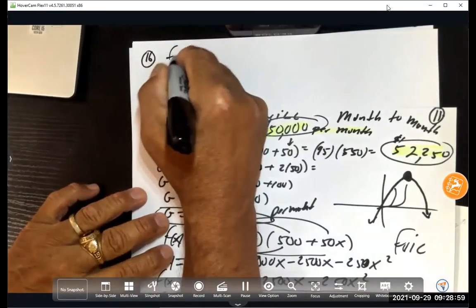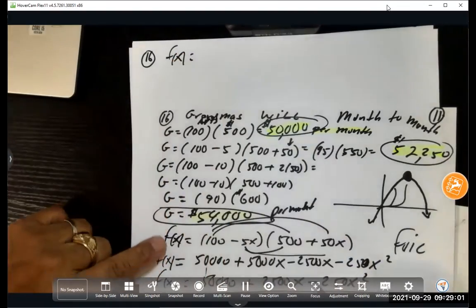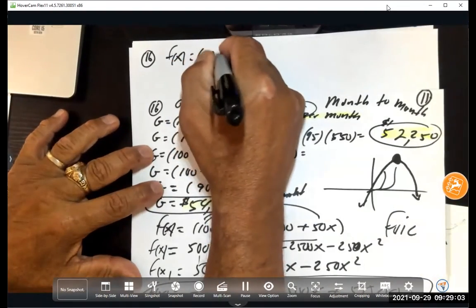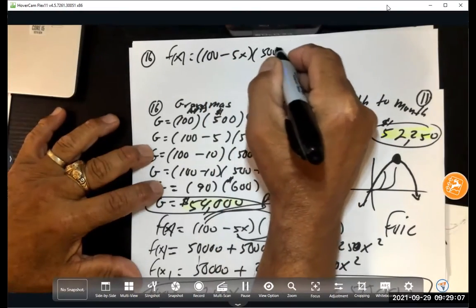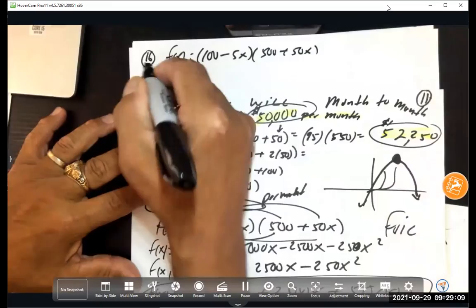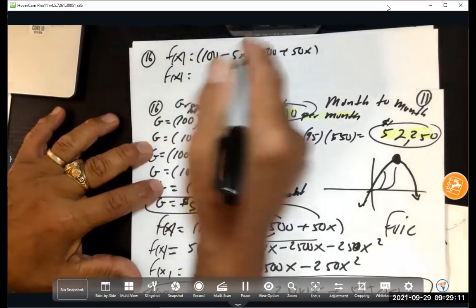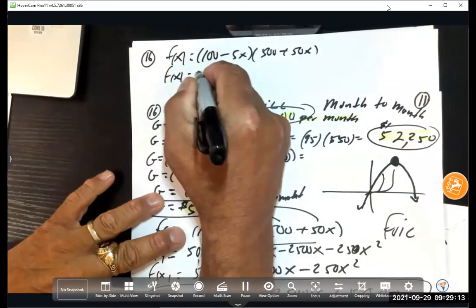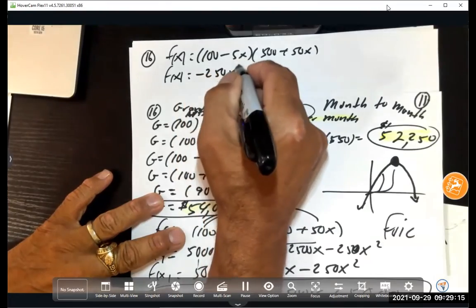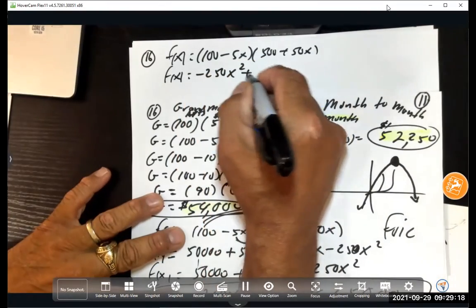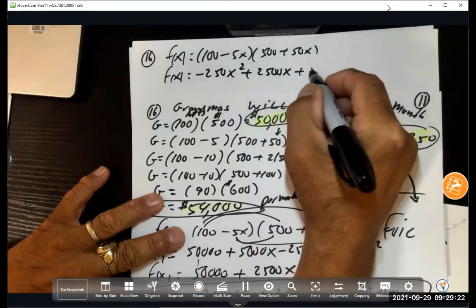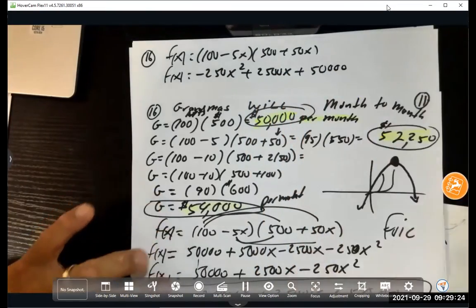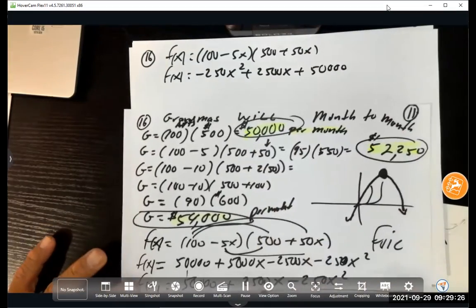So f of x originally was, let me write the numbers down, 100 minus 5x and 500 plus 50x. And f of x at the end, when we fold all this stuff out, we got this thing here: negative 250x squared plus 2,500x plus 50,000. So these are the same.